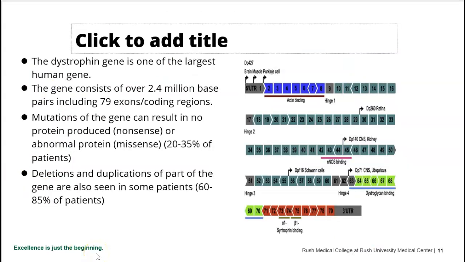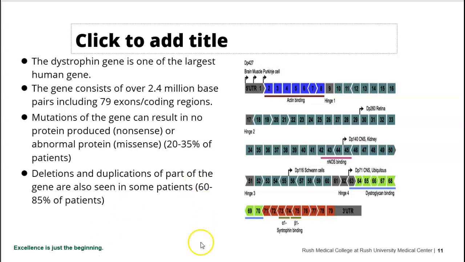So the dystrophin gene is one of the largest human genes. This gene consists of 2.4 million base pairs and 79 coding regions or exons. Mutations in the gene can result in no protein being produced, which is nonsense, or an abnormal protein, which is missense. About 20 to 35% of patients with an abnormality in the dystrophin gene have a missense mutation. Deletions and duplications of this gene are also very common, in about 60 to 85% of patients.